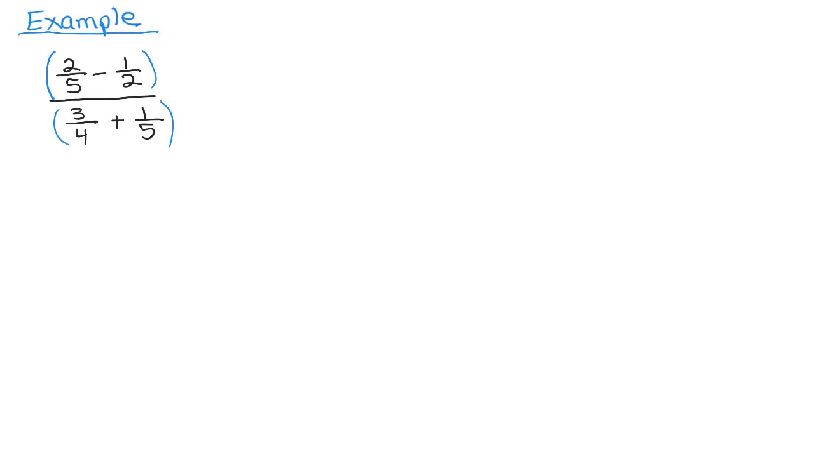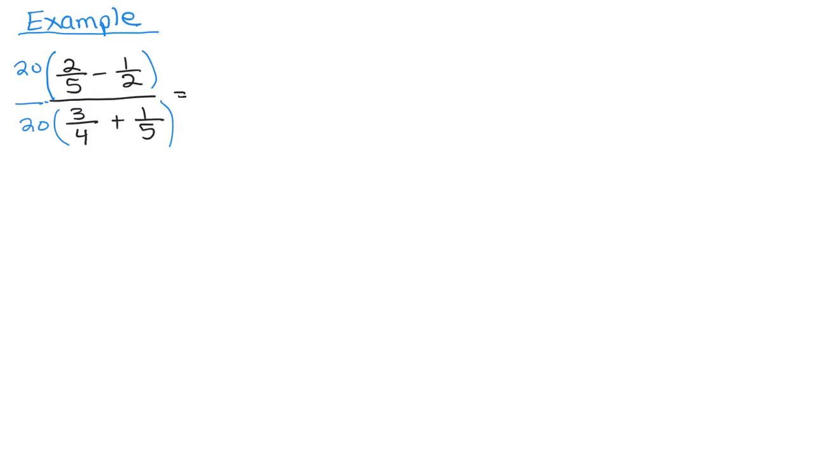So I see that I have a 5, a 2, a 4, and a 5. So basically you need the least common multiple of 2, 4, and 5. And you could use any method you want to figure that out, but that will be 20. So I'm going to multiply the numerator and denominator by 20. In other words, I'm multiplying by 20 over 20, right? To get an equivalent fraction.